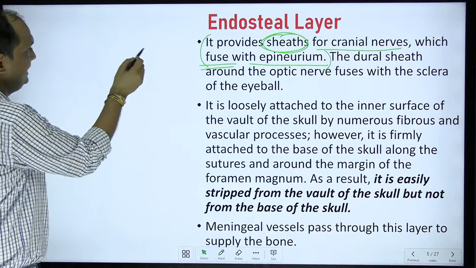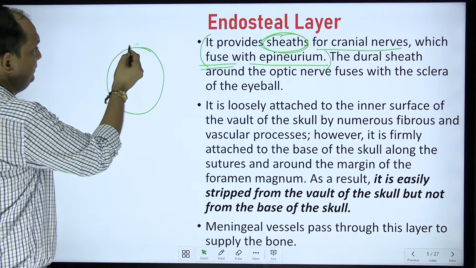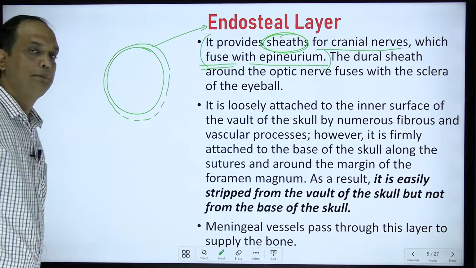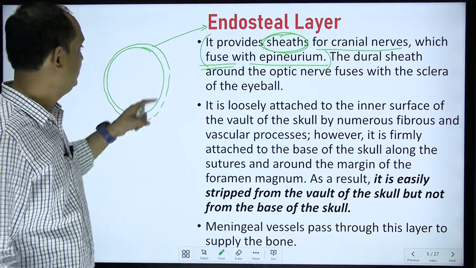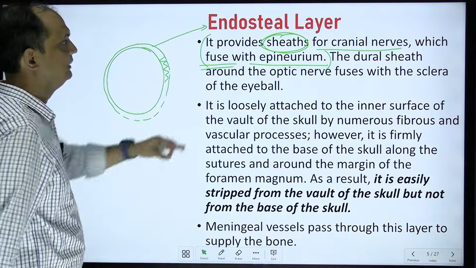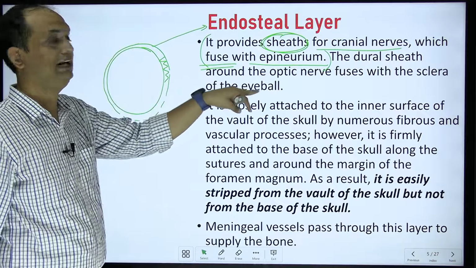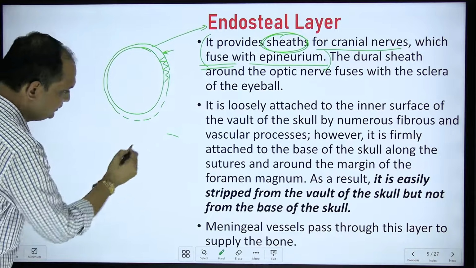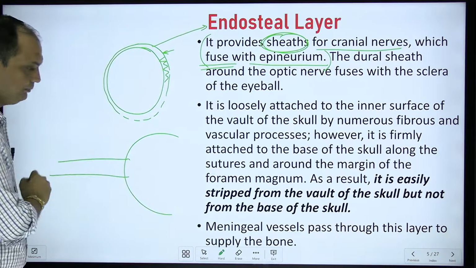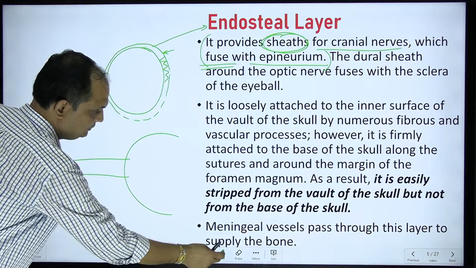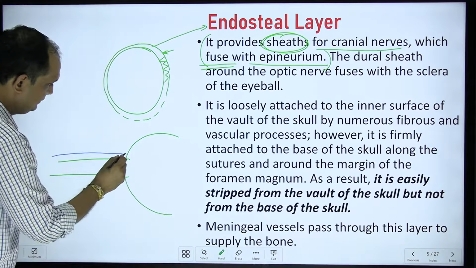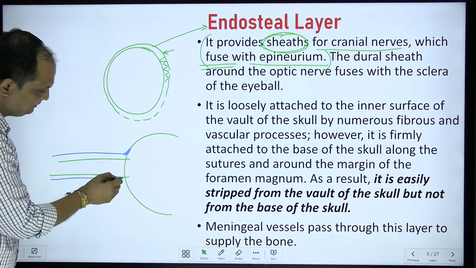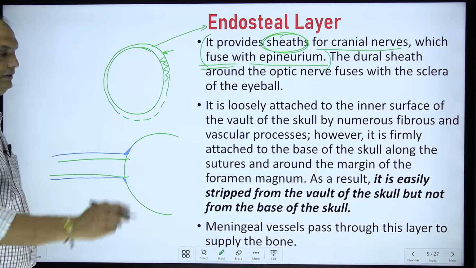What I mean to say is that this is your epineurium. Now outside the epineurium you will have an additional sheath, and this additional sheath is provided by the endosteal layer, and it later on merges with this epineurium. The dural sheath around the optic nerve fuses with the sclera of the eyeball. So this endosteal layer, suppose this is your eyeball and posteriorly you have the optic nerve. Now as you know, this is your endosteal layer. Now this endosteal layer will reach the posterior part of the eyeball and merge with the sclera.